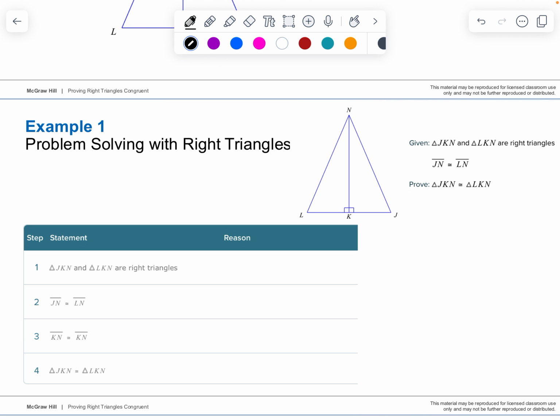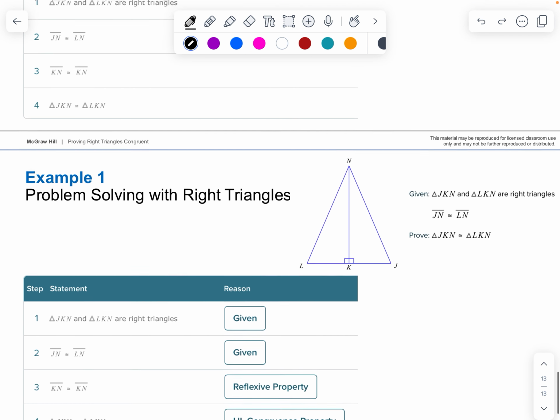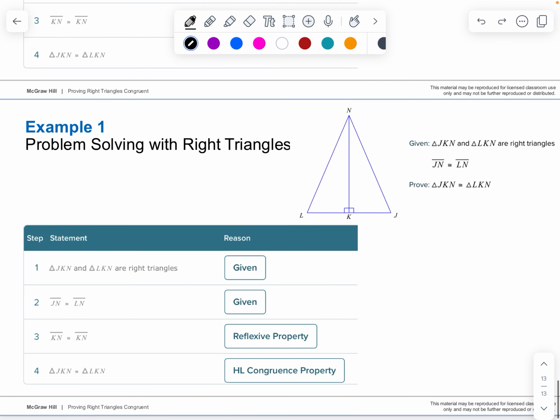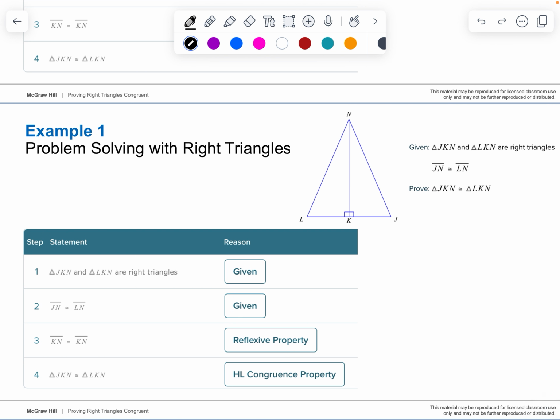By the way, I would really recommend drawing all over the diagram and figuring out your reasoning. Okay. Did you get that the first two answers are given, that KN is congruent to KN because of the reflexive property, and that if you know all of those pieces, that it is by the HL property? I sure hope so.